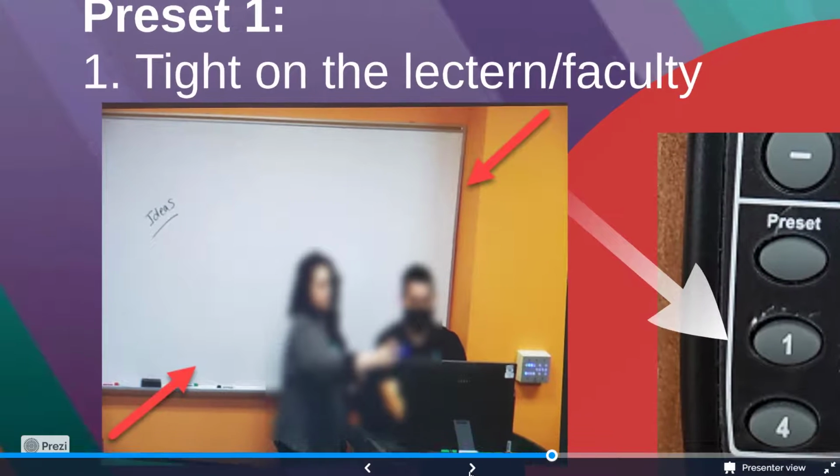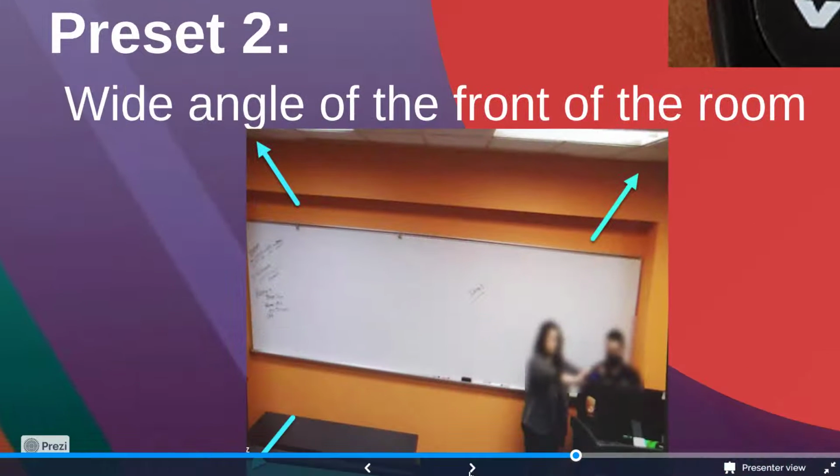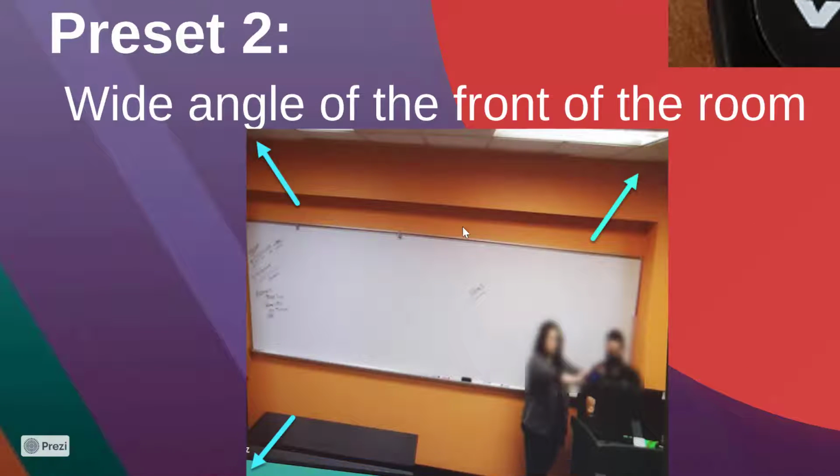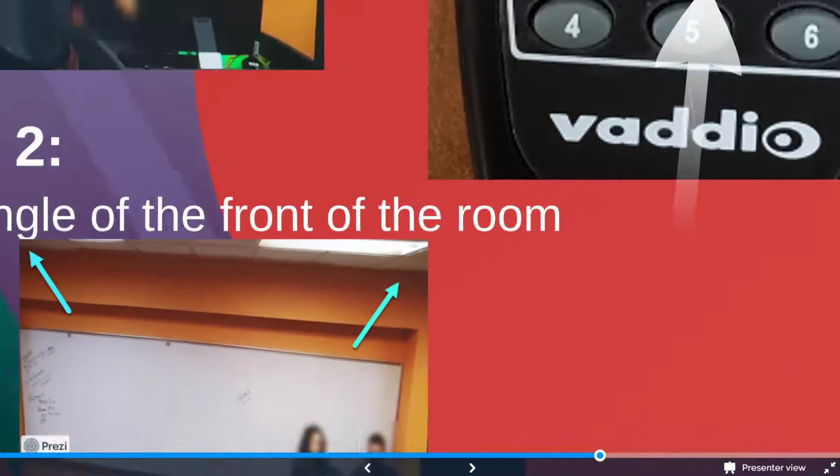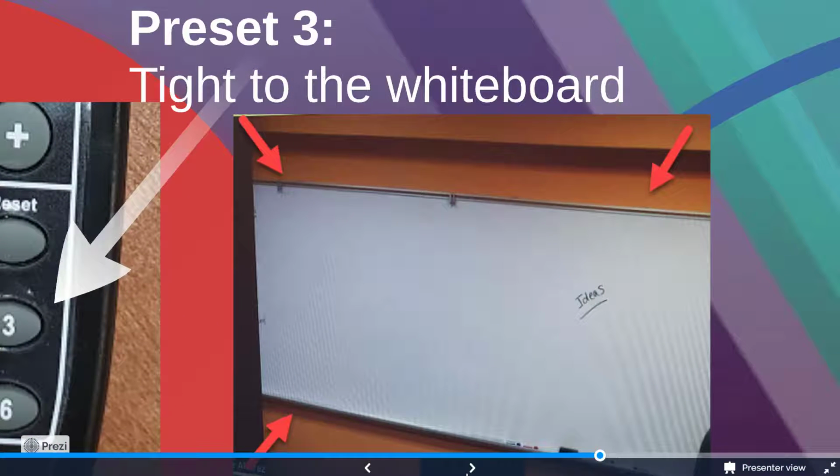If preset 2 is selected, you then receive a wide angle of the front of the room. So in case you need the students on Zoom to see a bigger shot of the dry erase board, this is what that would look like. There's also a preset 3, which just zooms in tightly to the whiteboard.